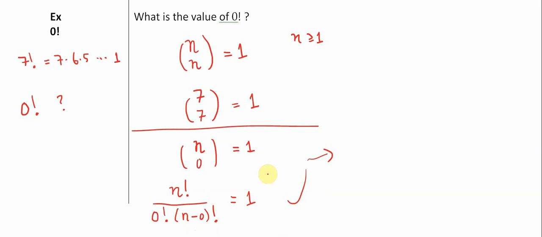Now let's simplify. The numerator is still n factorial. The denominator is 0 factorial, and n minus 0 is just n factorial. And we know that this is equal to 1. So now the n factorials in the numerator and the denominator cancel each other out. So we have 1 over 0 factorial is equal to 1.